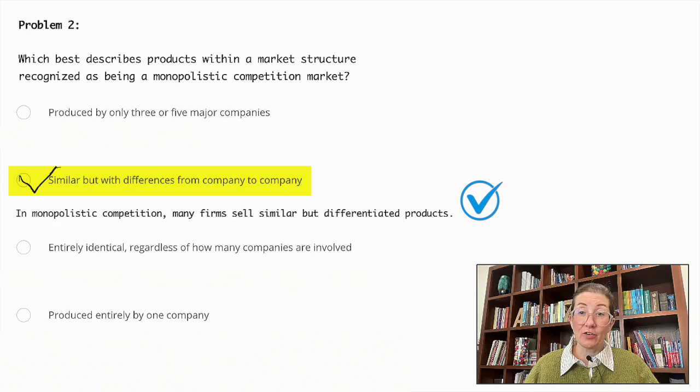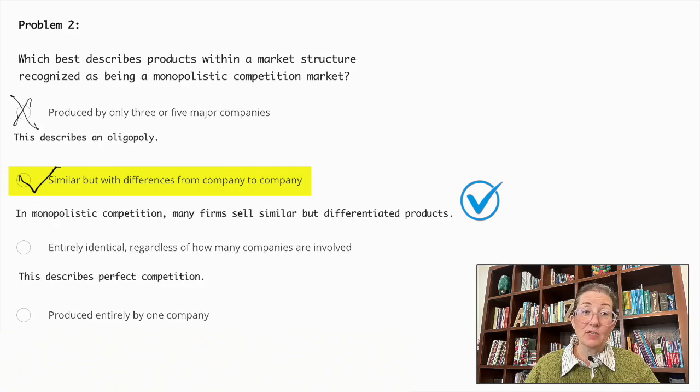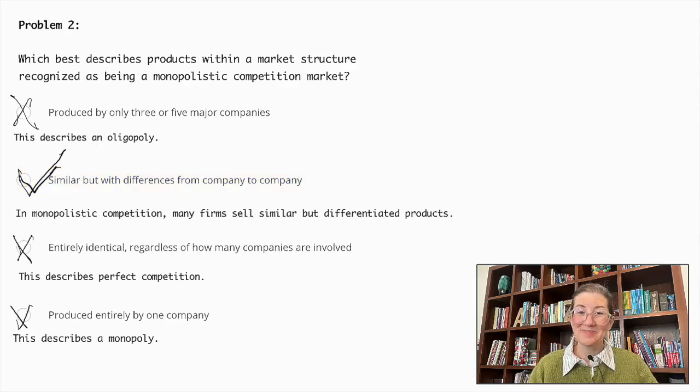Why are the other answers incorrect? Produced by only 3 or 5 major companies, this describes an oligopoly. So that's not correct. Entirely identical regardless of how many companies are involved, this describes perfect competition. So also not correct. Produced entirely by one company, this describes a monopoly. So the correct answer is therefore similar but with differences from company to company.